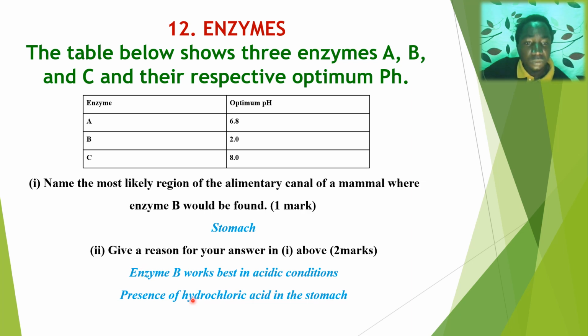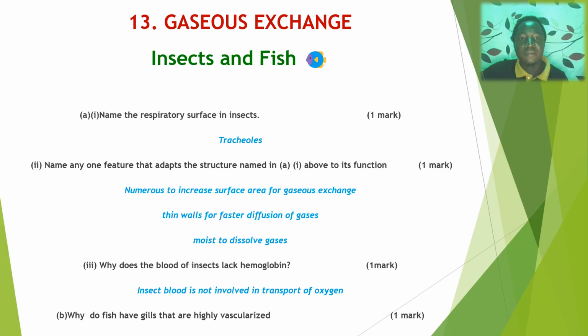Then part 2, give a reason for your answer in one above. The reason is very simple. Enzyme B works best in acidic condition. Another reason is the presence of hydrochloric acid in the stomach, which we all know is a strong acid that can amount to 2.0 as the pH reading.